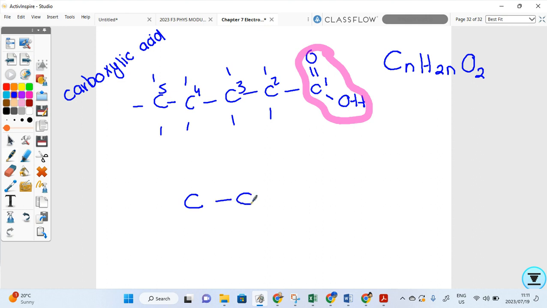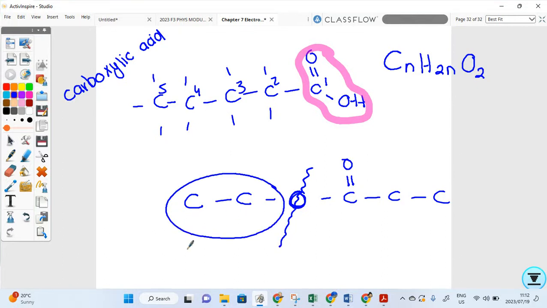You can go 1, 2, then put your O, and then put 1, 2, 3. There's still 5 carbons. Then you must just remember that where this O is, either on this carbon or on this carbon, it doesn't matter, you must put the double O. Then when you name this, you split it here at the O. The one that's on the single O is always going to be the side chain that goes in the front of your name. So it's going to be ethyl. Then you count this side. 1, 2, 3. There's prop. So it's ethyl propanoate.